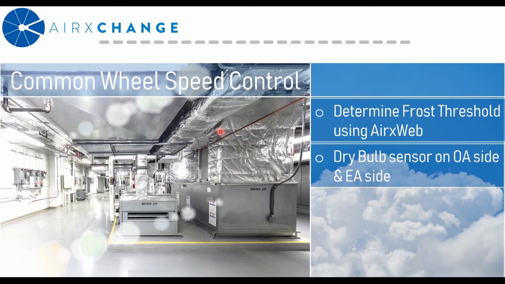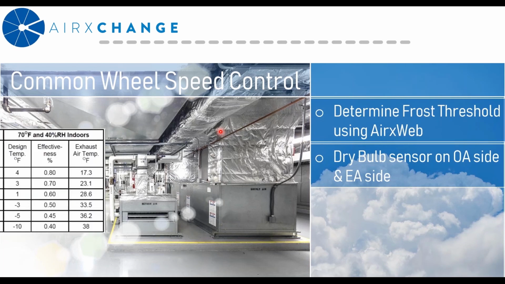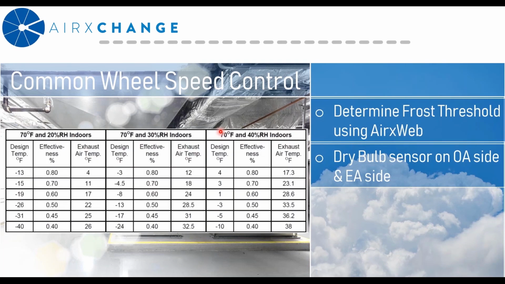Now you may be asking yourself, what temperature would that be? How do I determine that temperature? Well, oftentimes you would refer to a manufacturer provided chart like the one on the left. Here you can see, based upon temperature and humidity, it's going to give you a design temperature and give you the proper exhaust air temperature that you have to modulate the speed to achieve. So you have to be at or above that exhaust air temperature.